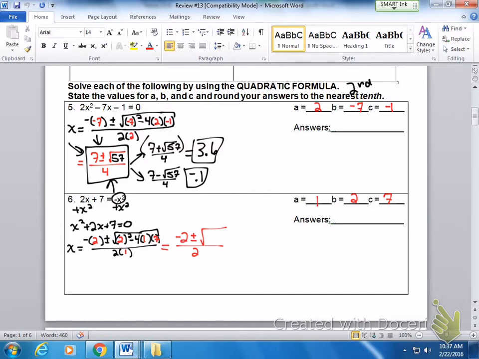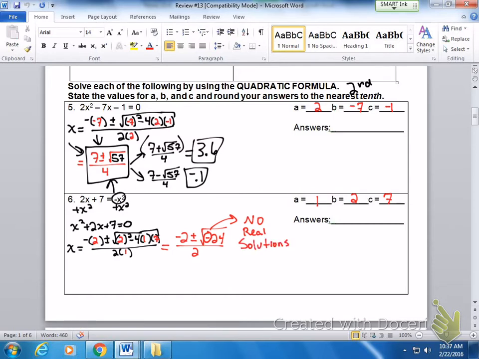(2) squared minus 4 times (1) times (7). If you do that, you should get negative 24. Now this negative is very important to us because once we see it, that means we're done. That means we have no real solutions.